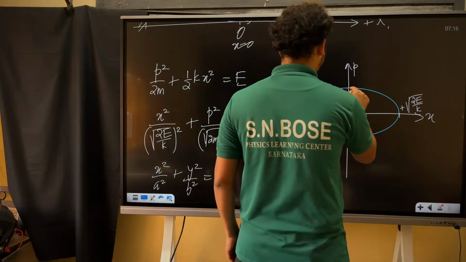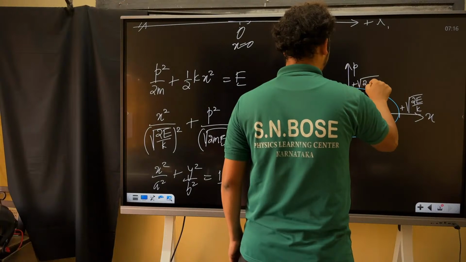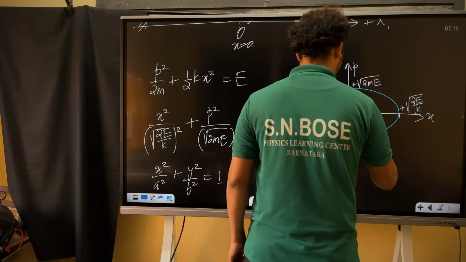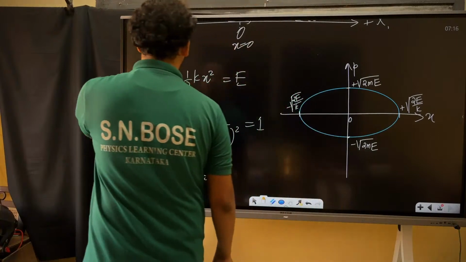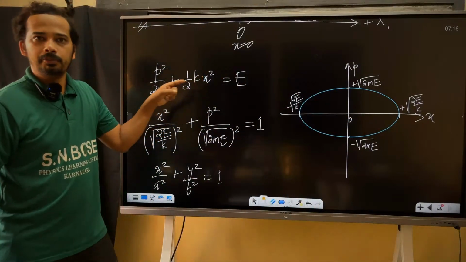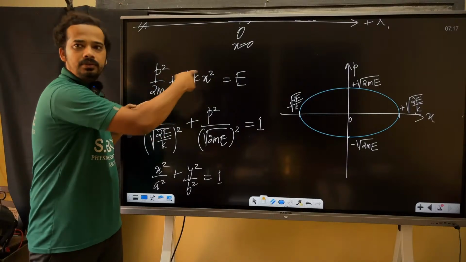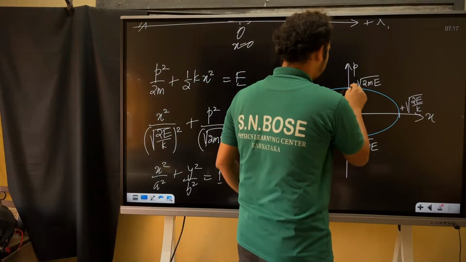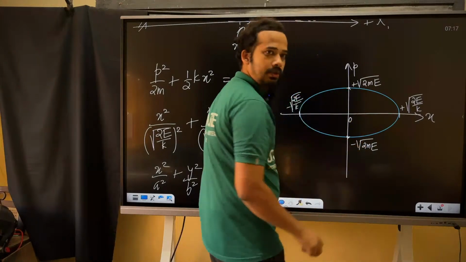Now, what is this one? Plus root of 2m into e. This is minus root of 2m into e. Even if you take this equation, if you put x equal to 0, p will be solved to plus or minus root 2me. Can you see this one? If x equal to 0, there are two p values, isn't it? That's what it is saying.